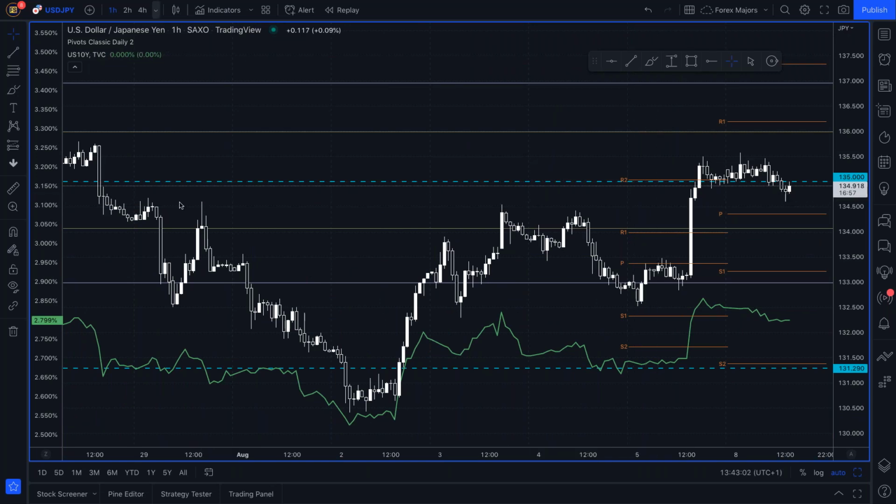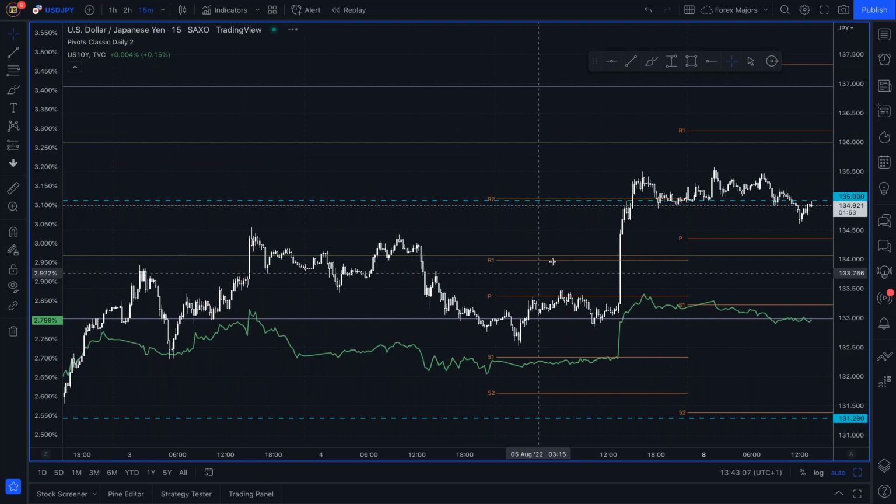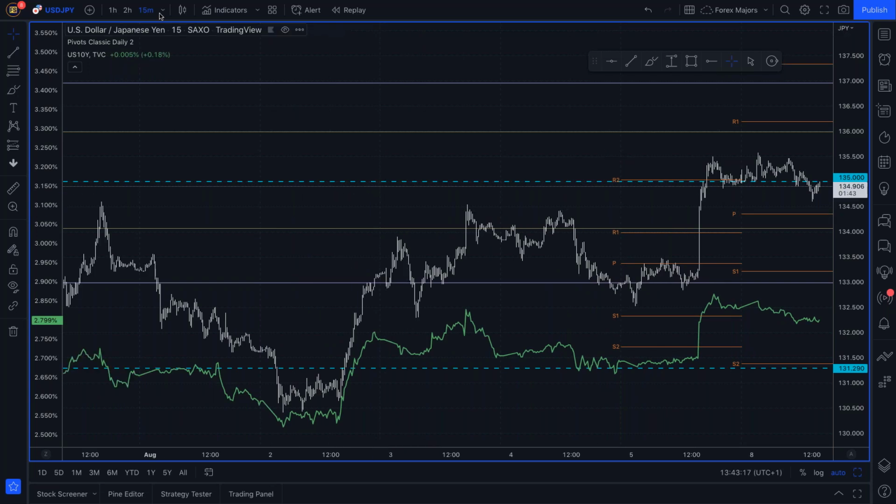It moved up to that 134.50 region and just got stalled there. If I drop to a lower time frame, you'll probably see it a little bit more. It just moved up on that 15-minute candle and kind of stalled around. So I took profit up at those highs.